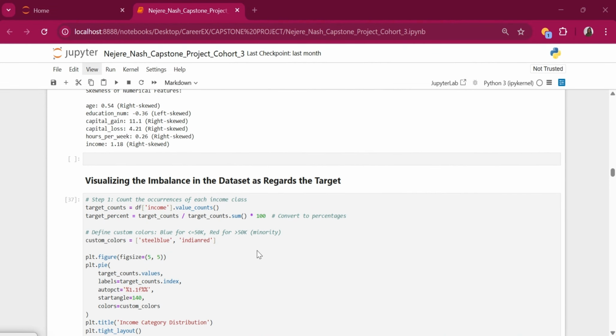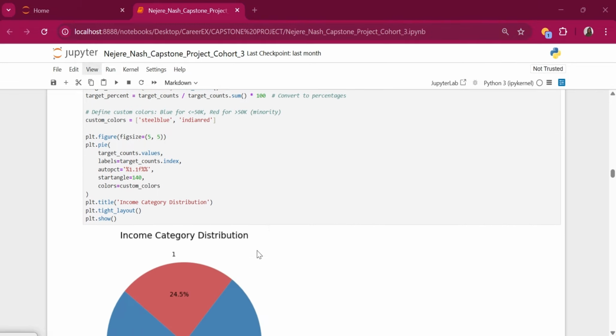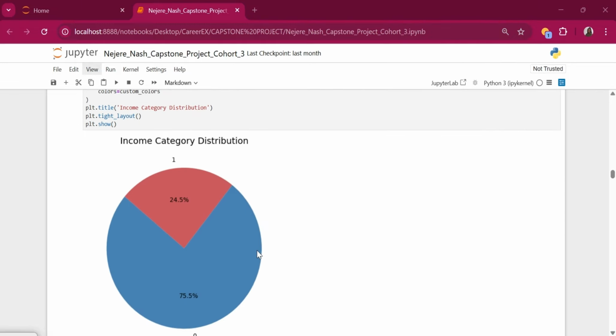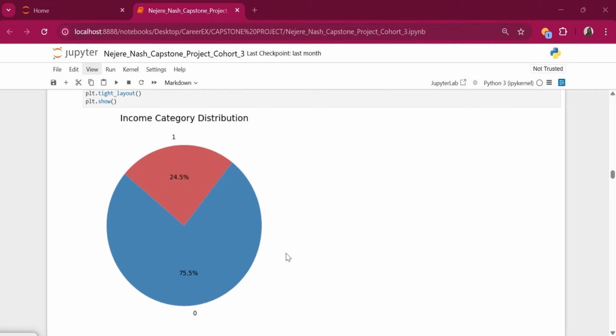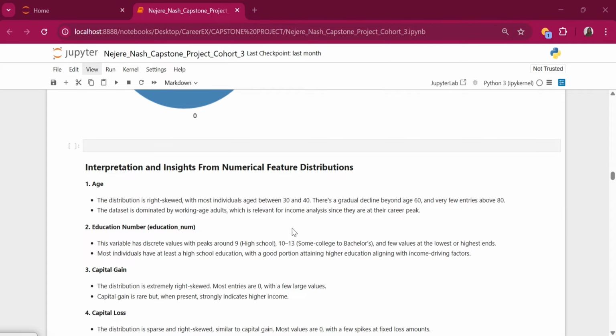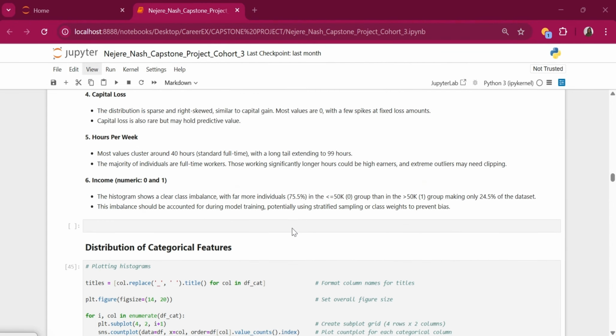Now, visualizing the imbalance of our target, or the whole data set, we can see that it's only 24.5% of the people in this data set that earn greater than $50,000, and a whole 75.5% earn less than or equal to $50,000. So there's a high imbalance here, and this is also going to inform us when we're building our model, because it's possible that the model could be biased toward this larger group. So it also informs us on how to make our model better. Then I went on to the summary of the findings we have.